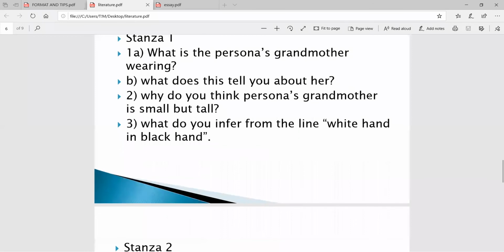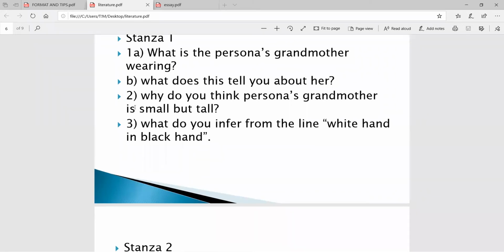Why do you think the persona's grandmother is small but tall? Because her posture is good. Even in your summary, you can find that she's tall, but she's quite thin. She's standing straight. This is in stanza 1. When you say that she's growing older, that's the reason why she's small but tall, that is wrong. That is about stanza 2. Even in your SPM question, they will actually give you the points, like stanza 1, line 1, in which line and all that.